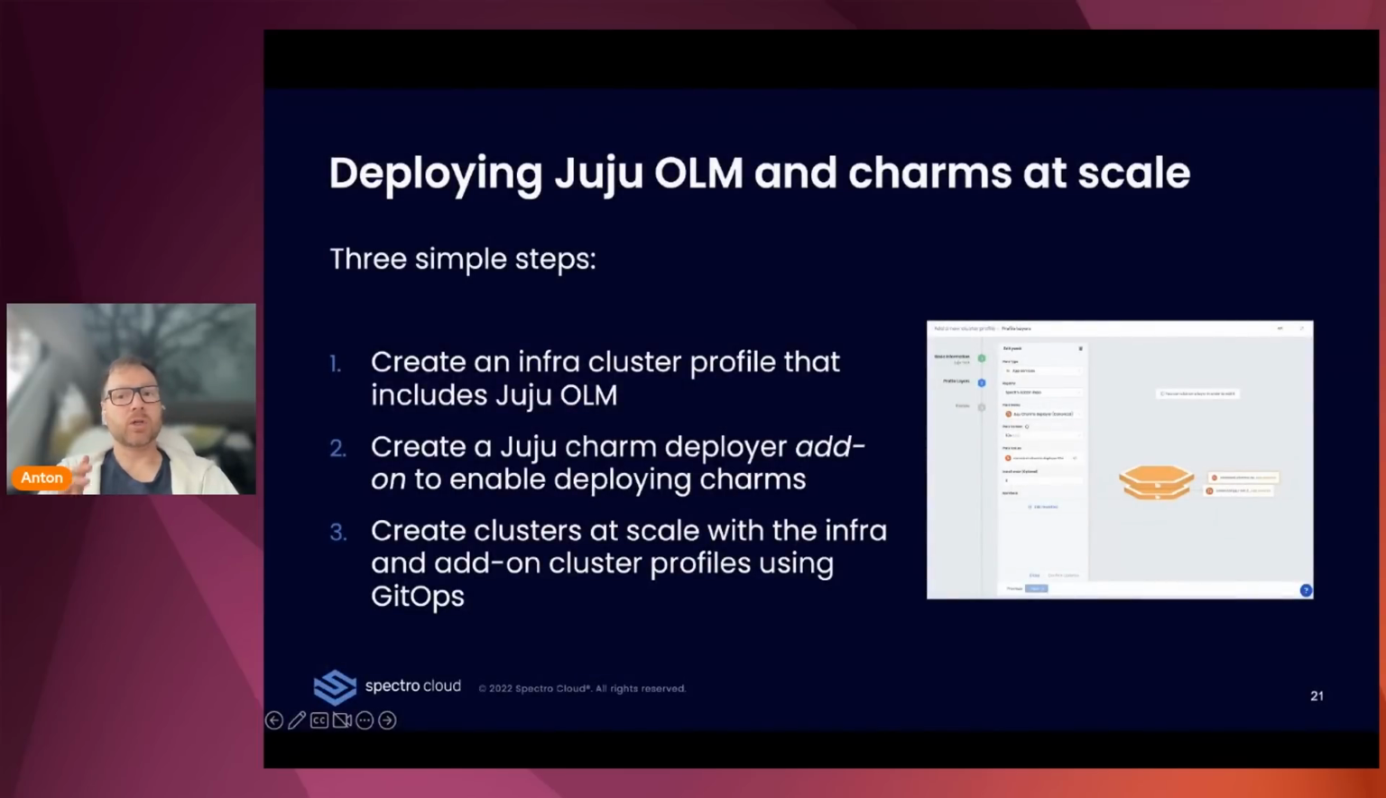So I'm going to show you just some screenshots, but in 3 easy steps. We're going to first create an infrastructure cluster profile that includes the Juju OLM. We're going to create a Juju charm deployer add-on to enable deploying charms. And then we're going to create clusters at scale. Well, we're only going to create 1 or 2, but you could easily create thousands using this infrastructure and this add-on cluster profile together with GitOps.